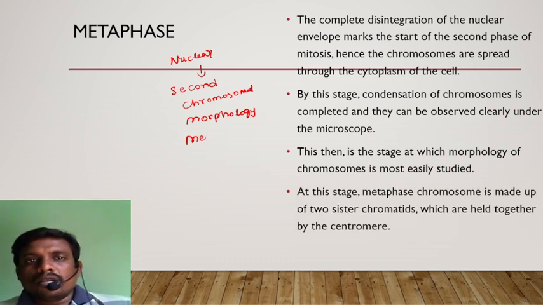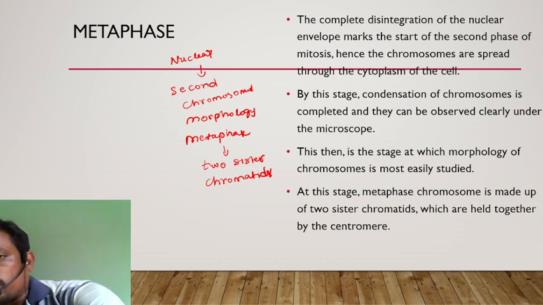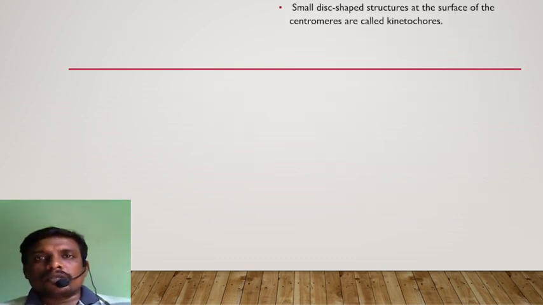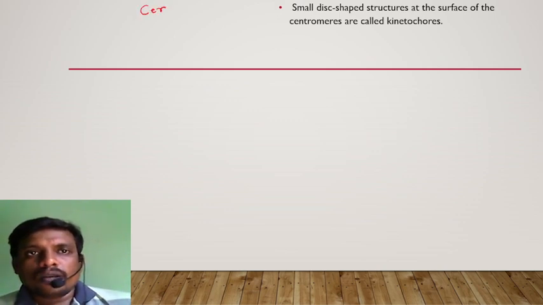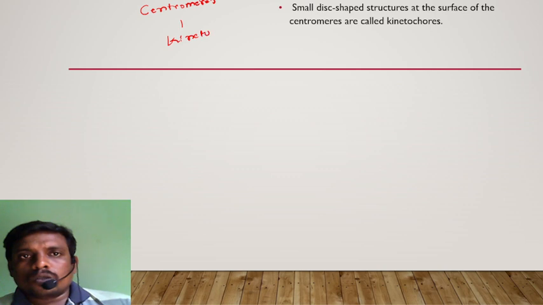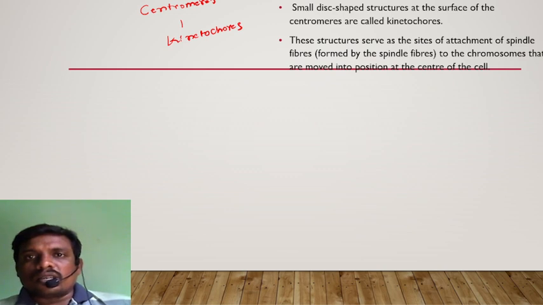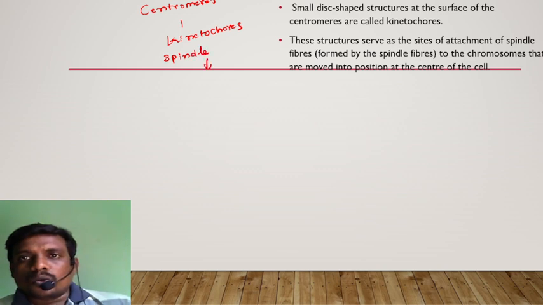At the metaphase stage, a chromosome is made up of 2 sister chromatids, which are held together by the centromere. Small disc-shaped structures at the surface of the centromeres are called kinetochores. These structures serve as the site for attachment of spindle fibers to the chromosomes.